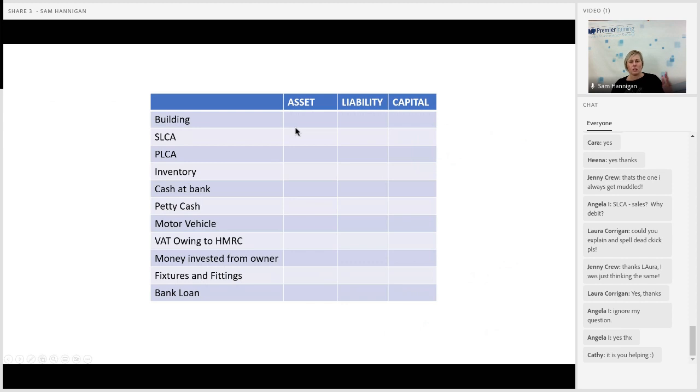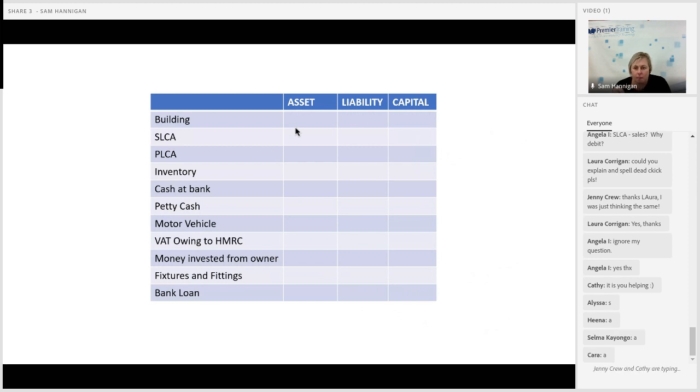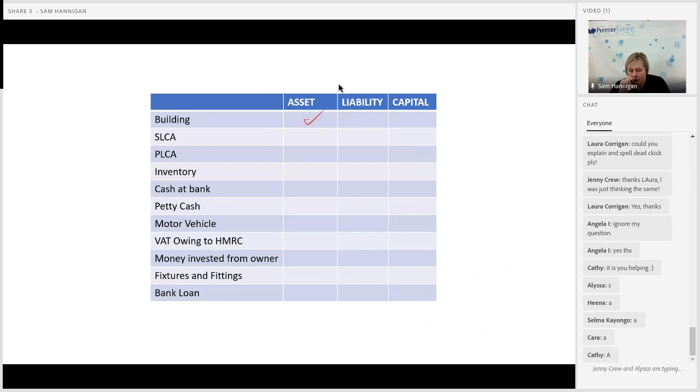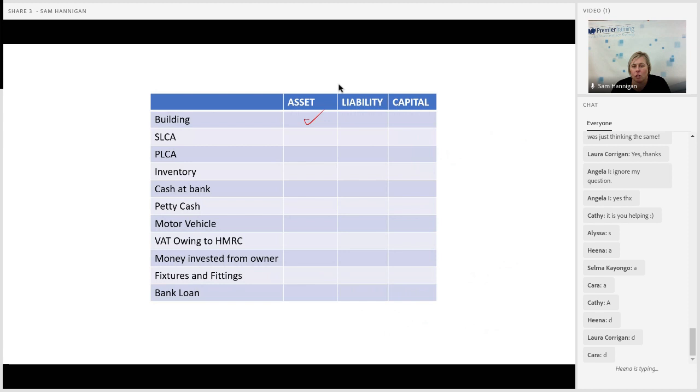Then, quickly, just put A, L or C. We're going to go down them, and I just want you to put what you'd put it under. So a building: the company owns a building. A, brilliant. Sales ledger control account, this is the money that's owed to you from your customers. Asset, liability, or capital?